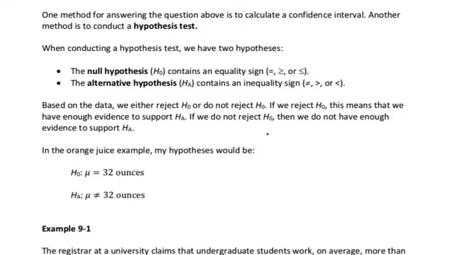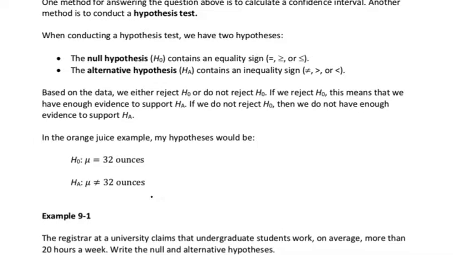So in the orange juice example above, these would be my hypotheses. My null hypothesis is that the population mean is equal to 32 ounces. My alternative hypothesis is that the mean is not equal to 32 ounces. I'm not sure whether it would be greater than or less than 32 in this situation. Sometimes you will have a direction, but in this case I don't. All I'm saying is that it's not equal to 32 ounces.